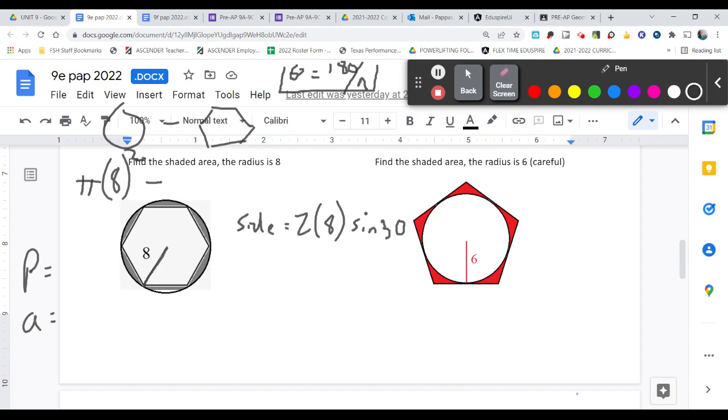And what's that going to be? Should be a nice clean number. Sorry, it's 8. All right, so the side length is 8. Okay, and it's a hexagon. So perimeter: 8 times 6 is going to be 48. All right.